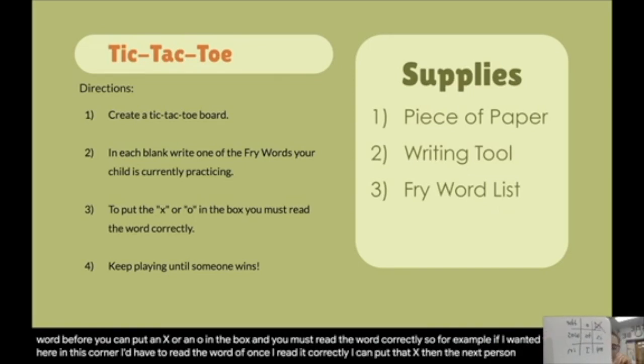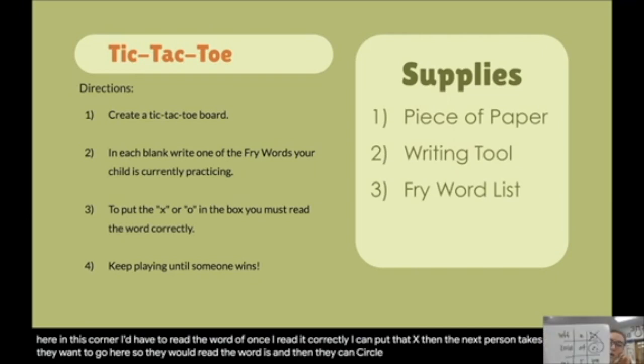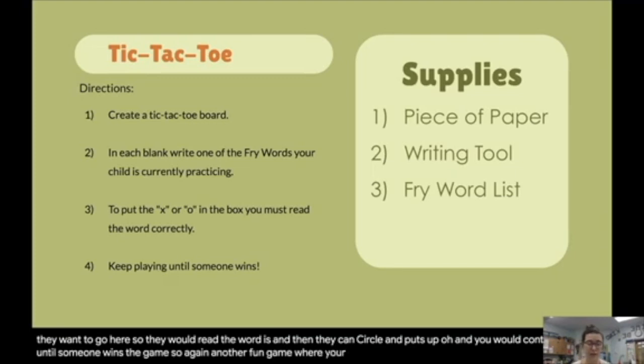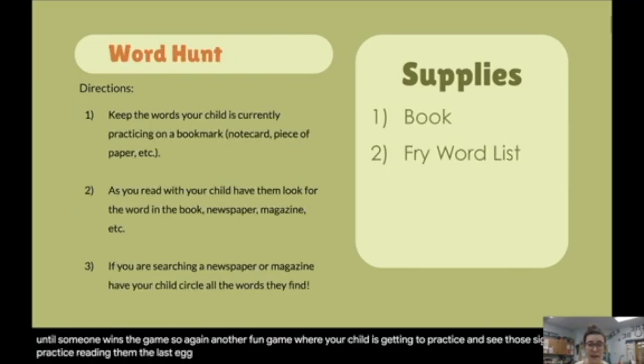Then the next person takes their turn and they want to go here. So they would read the word is, and then they can circle and put the O. And you would continue playing until someone wins the game. So again, another fun game where your child is getting to practice and see those sight words and practice reading them. The last activity I have for you is called the word hunt.